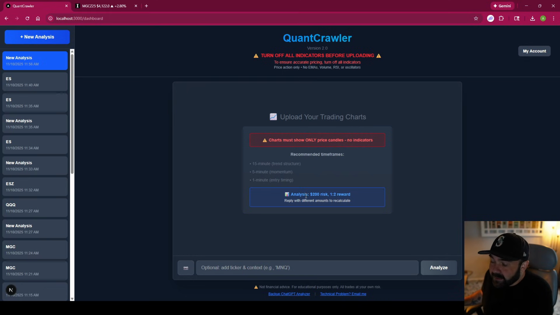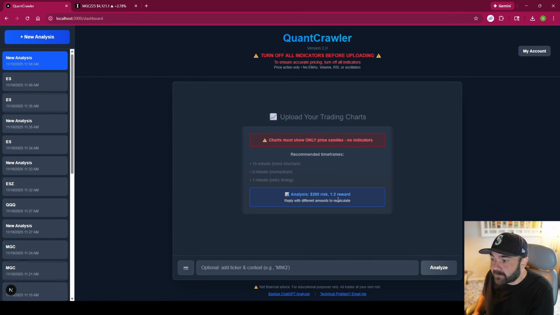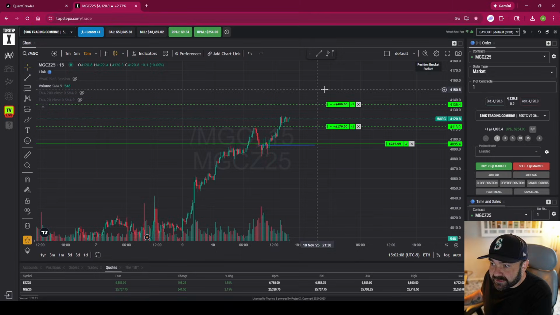So right here, it is automatically going to default to a $200 risk with a 1-2 reward. Now, I know that that's big on the MGC that we're going to look at here, and I know that that's small on contracts like ES, but it's going to default to that to immediately get the calculations on the tick and everything that we're working on and kick that out to you in the actual chat. So let's run this so you can see what I'm talking about.